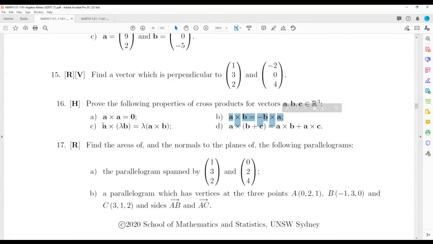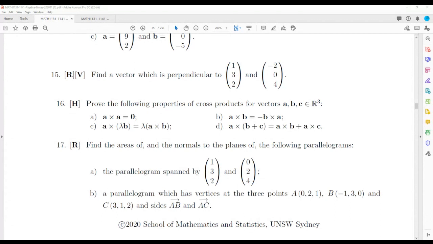And with this one, what does this mean? This means if you have a scale factor lambda, then you can bring that out, and the third vector, the cross product, is scaled by that lambda as well. And this is something like, you can expand the brackets normally, like a distributive property. So I won't prove them, I'll leave them for you to do.